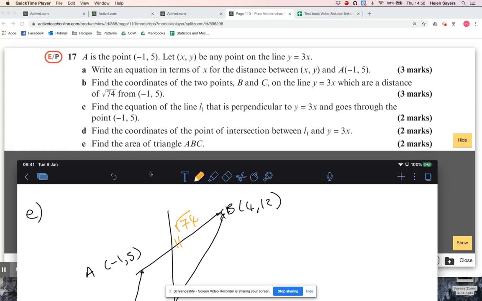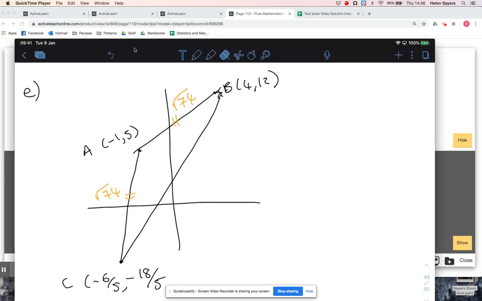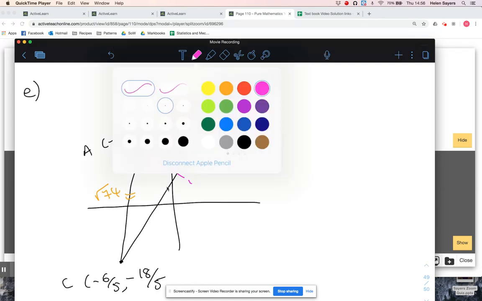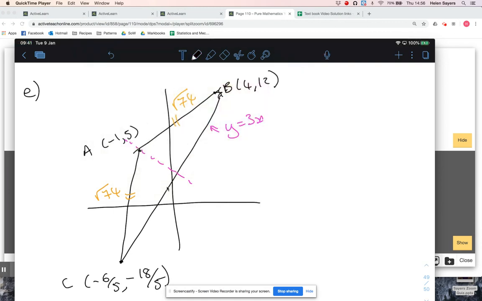So what else do I know? I know line L1 was perpendicular to y equals 3x, and it goes through (-1, 5). If I think about a line that's perpendicular, so don't forget, this is the line y equals 3x. The hard bit about this question, I think, is gathering all the bits of information you've used. Oh, sorry, I didn't actually push my coordinate there.